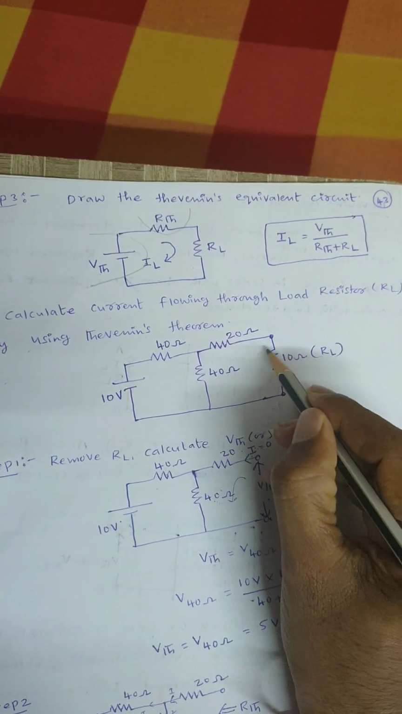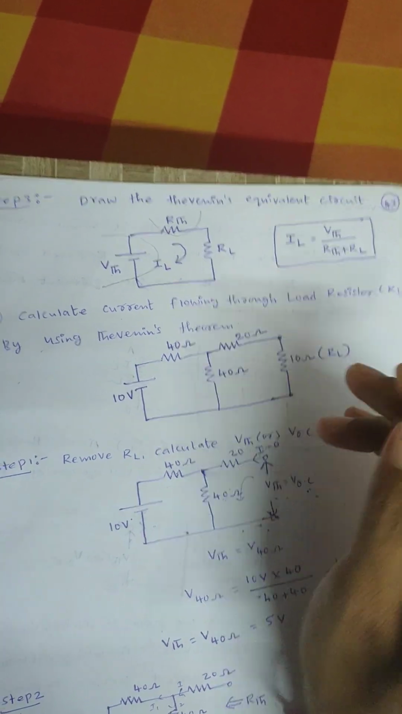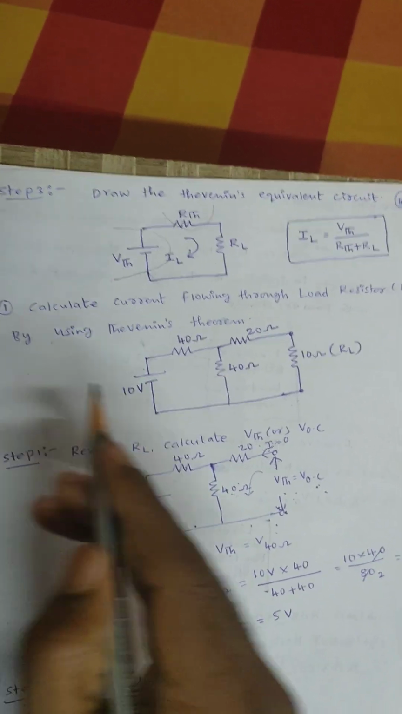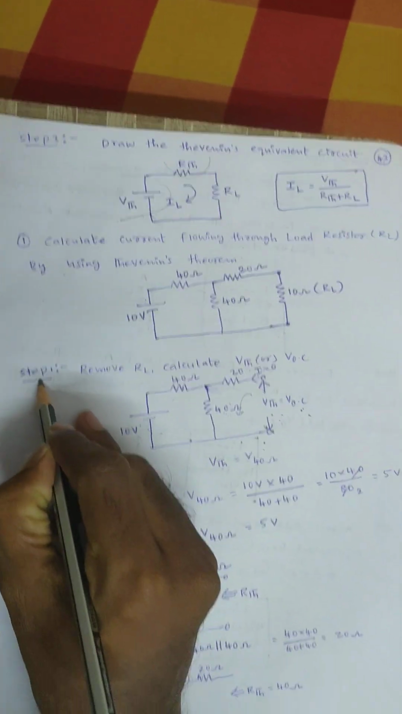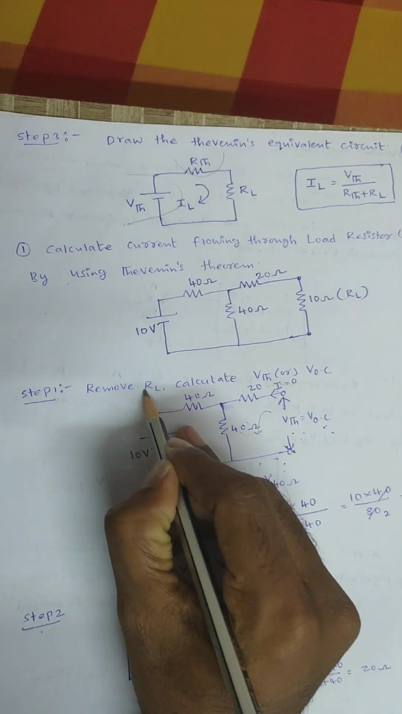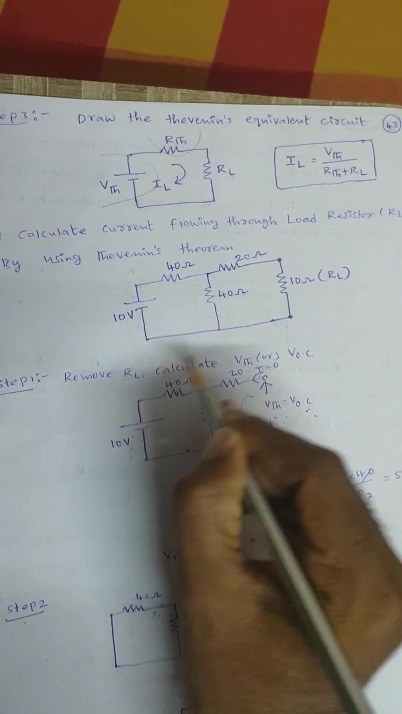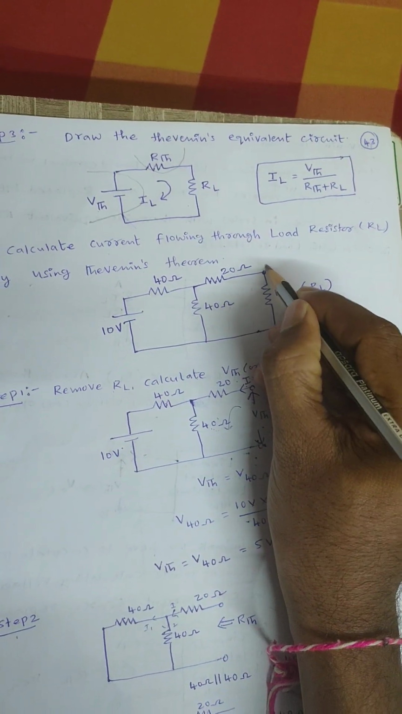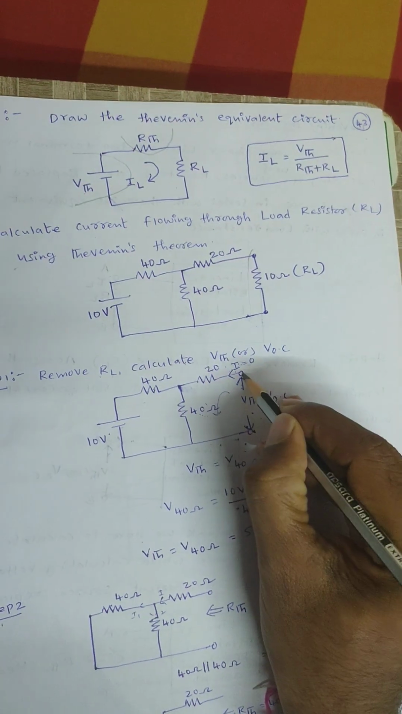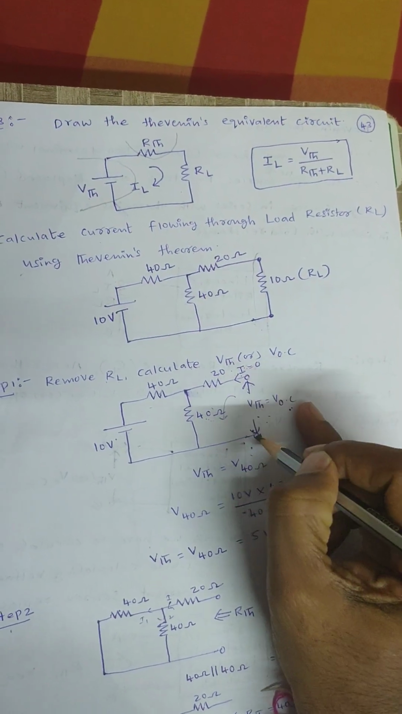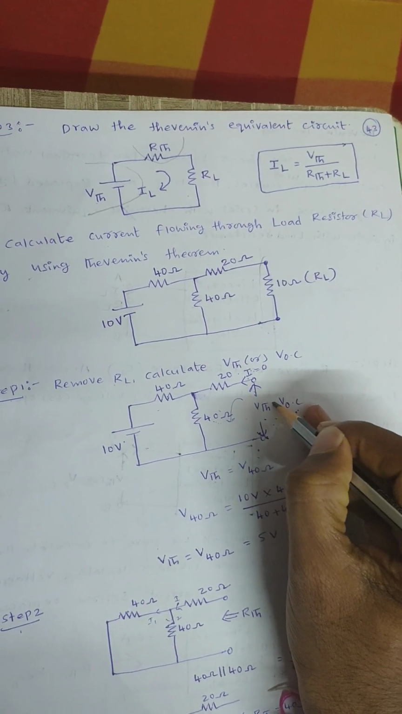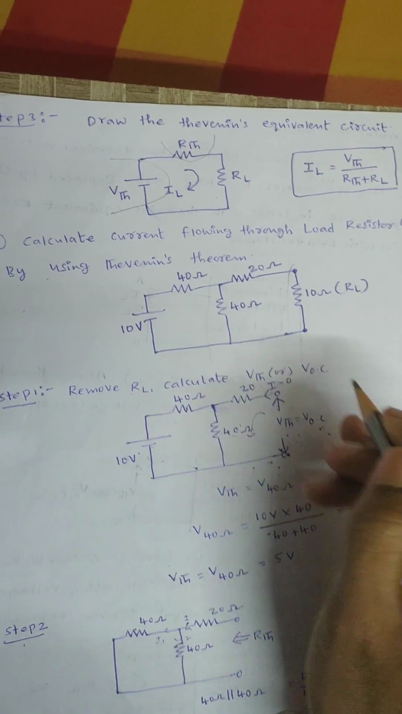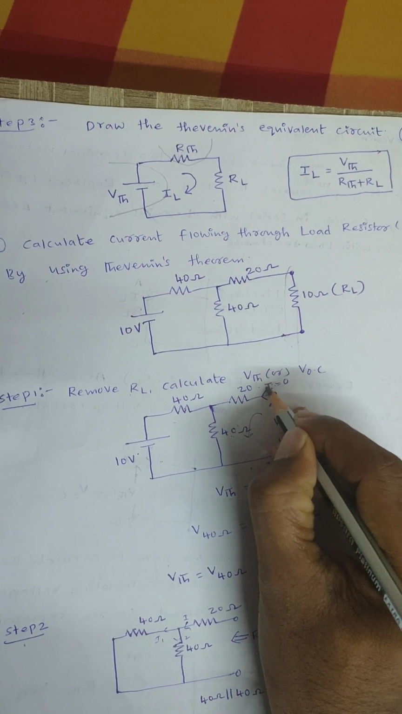Here I need to calculate the current flowing through the 10 ohm resistor. Where current is asked, first we need to remove that branch. That is step 1: remove the load resistance RL and calculate VTH or VOC. First I remove this resistance. Across these two terminals I need to calculate VTH, the open circuit voltage. While calculating this open circuit voltage, current I is equal to 0.